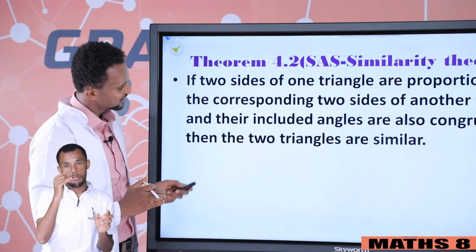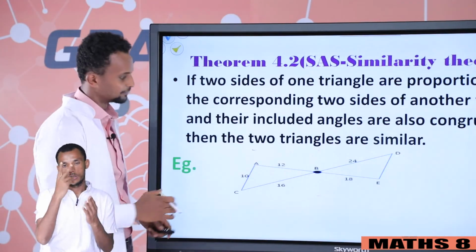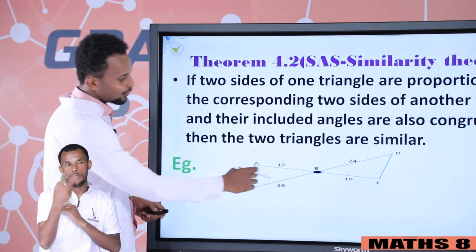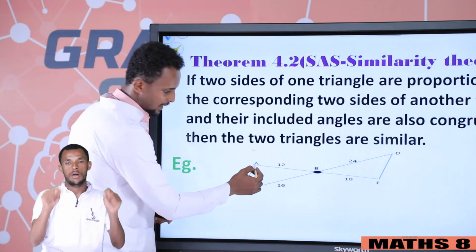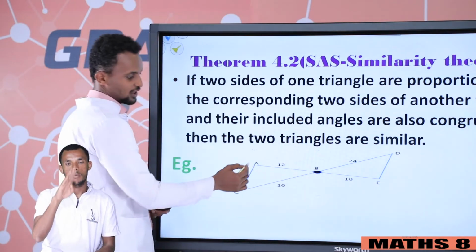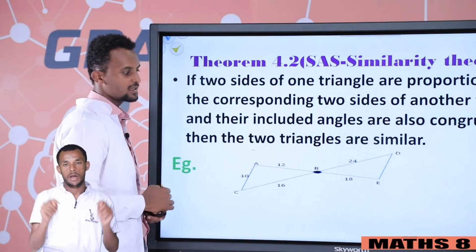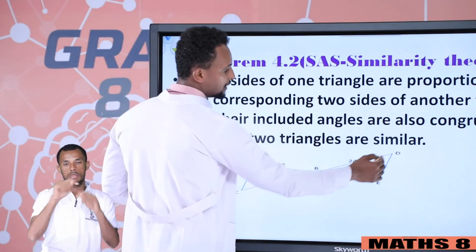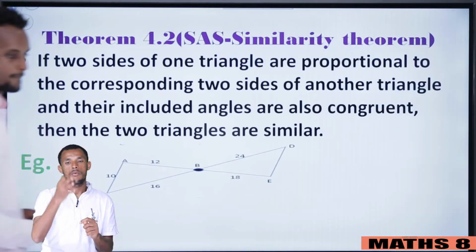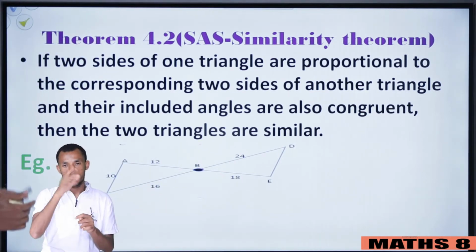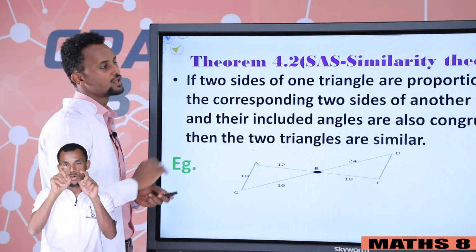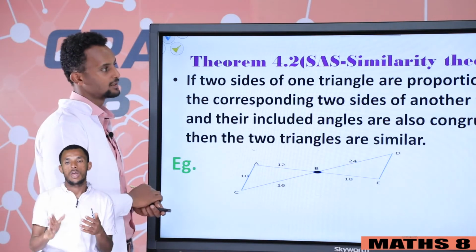To solve this, let's see an example. In this example, we have two different triangles, triangle ABC and triangle DEB. So are these two triangles the same or not? Check this, we can use the side angle side similarity theorem.